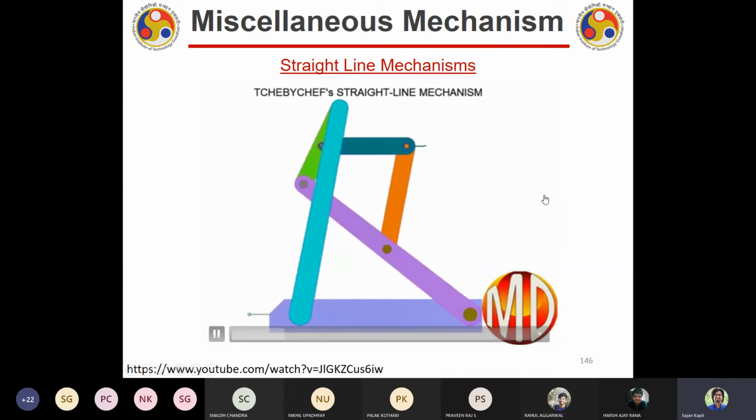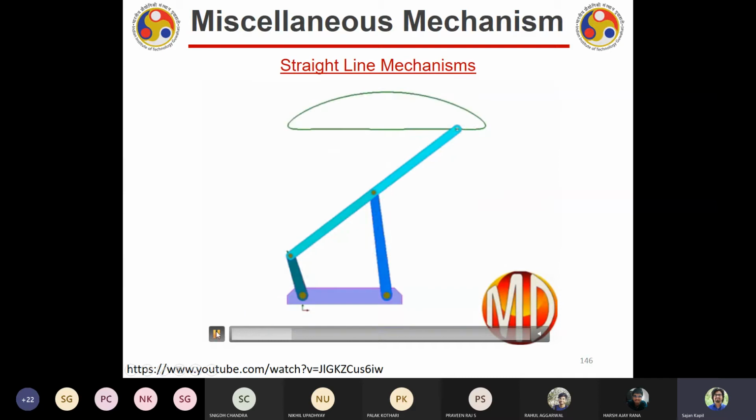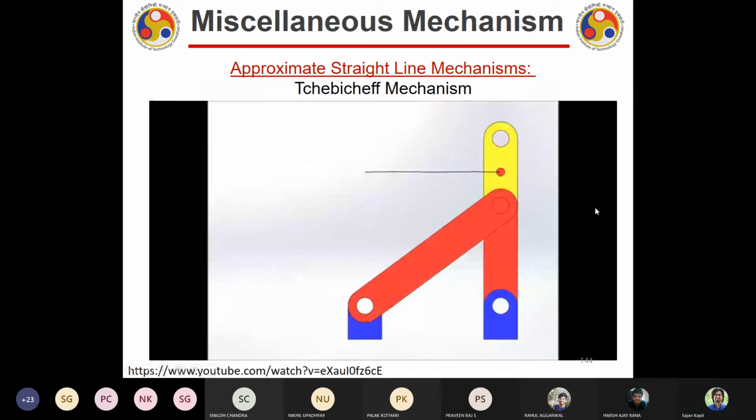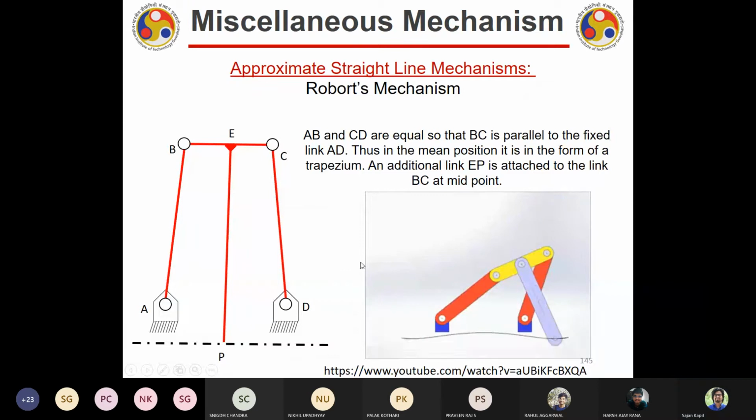Excuse me, sir. Yes, sir. So what if in Roberts the EP is flipped to the other side of BC, upside or down? Also it will be a straight line, no? Yes. Very good. And if this point is in line with this, then you will get the best approximate straight line.